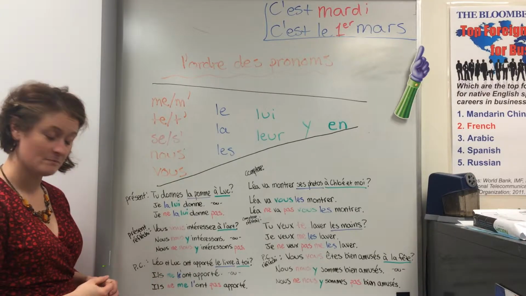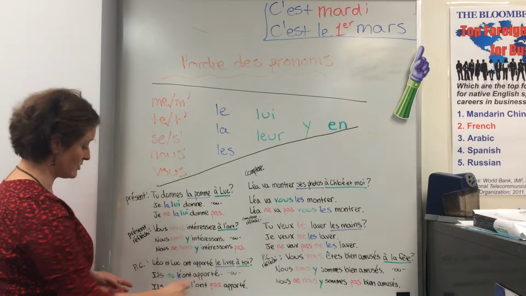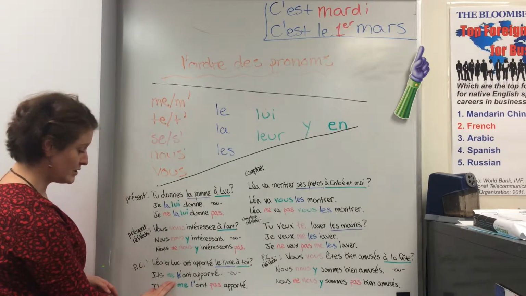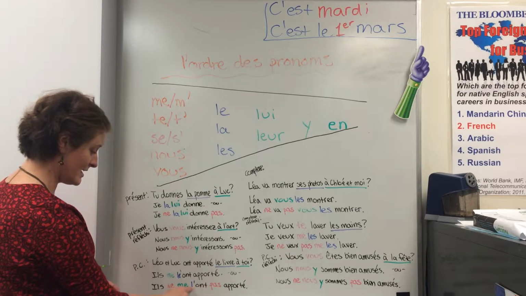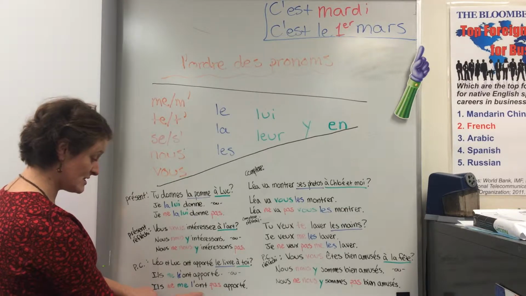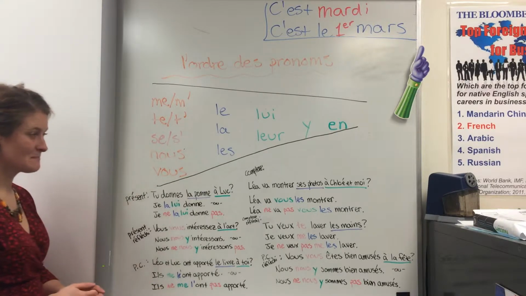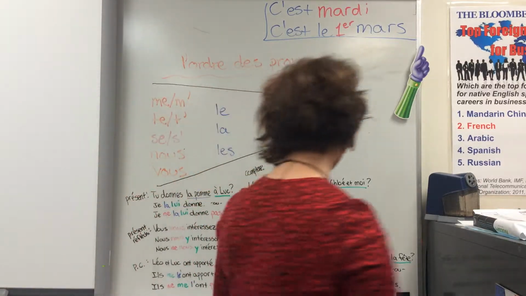Ils me l'ont apporté. Au négatif, non, ils ne me l'ont pas apporté. Or, ils me l'ont pas apporté. They didn't bring it to me. D'accord? So, ne pas around pronouns and your helping verb. Oui? Bon, ok, maintenant, on va regarder des exemples dans des phrases complexes.